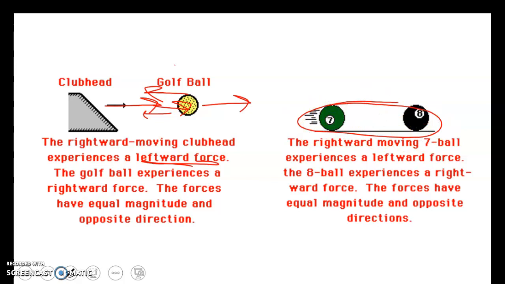Another example is billiards. Here we have a 7 ball hitting an 8 ball. So the 7 ball hits the 8 ball. The 8 ball puts a force back on the 7 ball while also getting a force from the 7. And these are equal forces. They just go in opposite directions. So our net force is going to be 0 in the whole scheme of things.